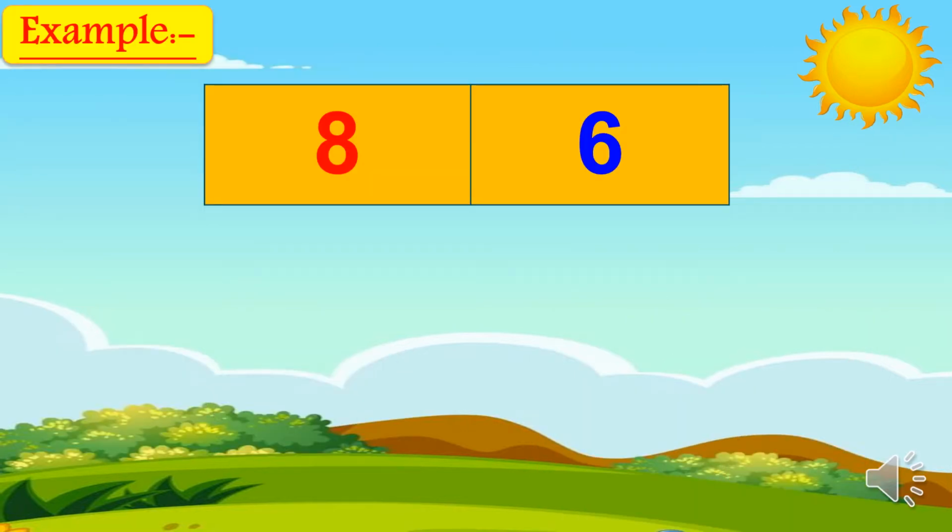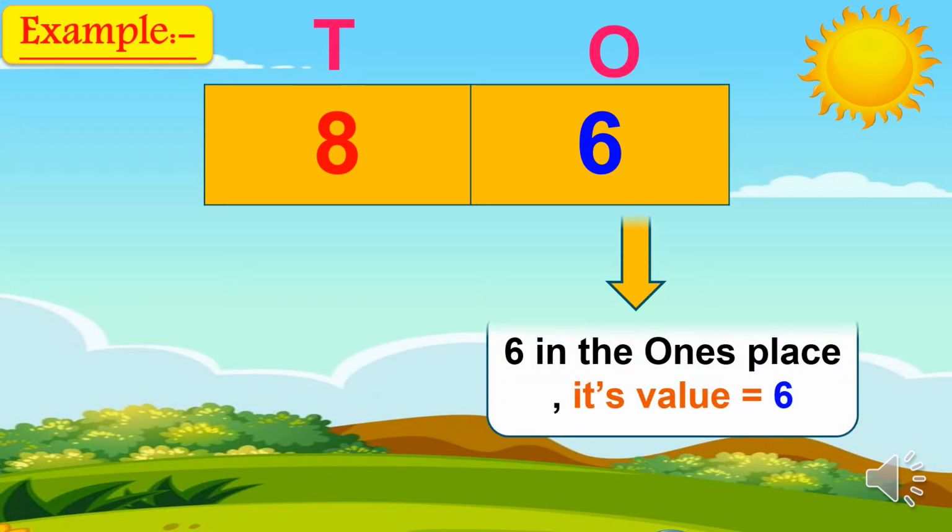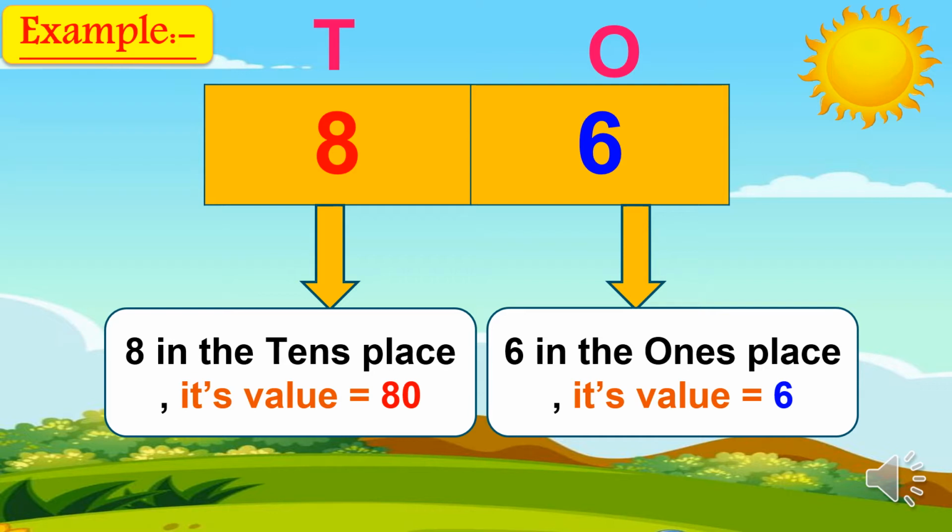Okay, let's answer this example to make it easy for you. We have here number 86. First, I put my places, ones, tens. Now, I ask myself, 6 in ones, its value will be, in ones, no zeros. So, 6, its value is 6. 8 tens. In tens, we put a 0. So, its value will be 80.